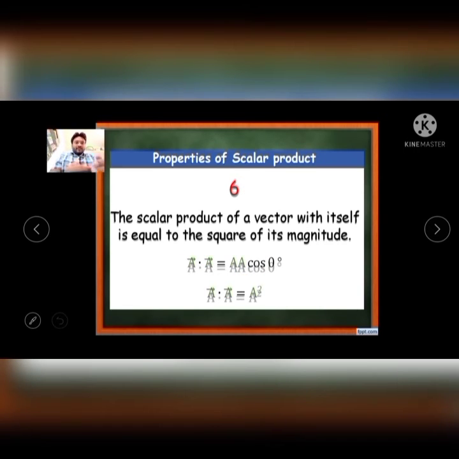And the scalar product of a vector with itself is equal to the square of its magnitude, which means that the dot product of two similar vectors, or two same vectors, or you can also say that the scalar product of a vector with itself, is equal to the square of its magnitude. If you calculate the product of a vector with itself, then the angle between both the vectors will be 0. There is no angle. So the dot product between vector A and vector A is equal to A square, that is, the square of its magnitude.